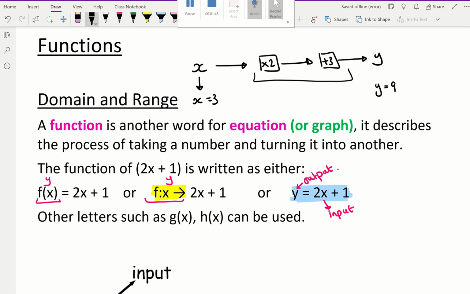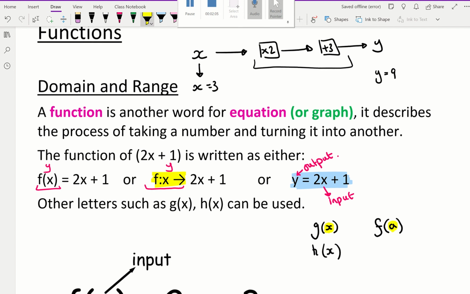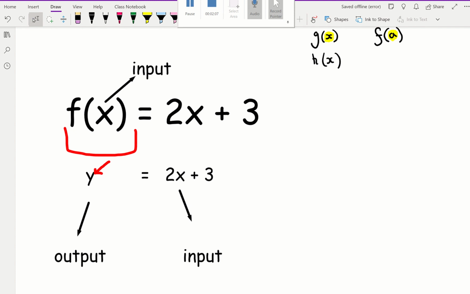And they don't have to use the letter f. They can use g of x, h of x. They can even, instead of writing x inside the bracket, use a different letter, f of a. Whatever is inside the bracket is the input. So again, I've defined it. I've said inside the bracket, I'm telling you what the input is, what you're going to substitute into your equation to get the output. And the whole of f of x is talking about the output.